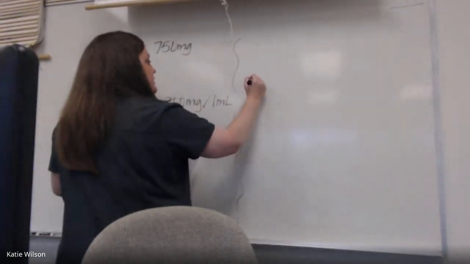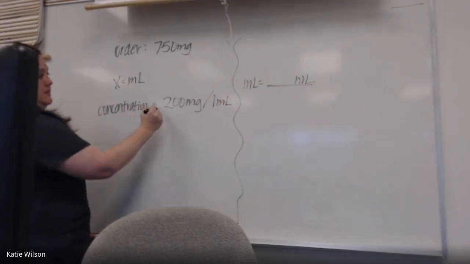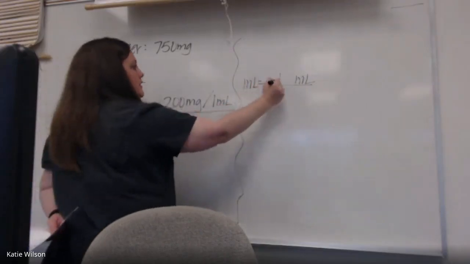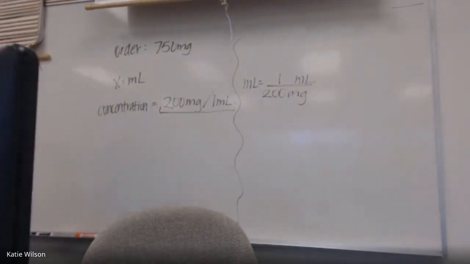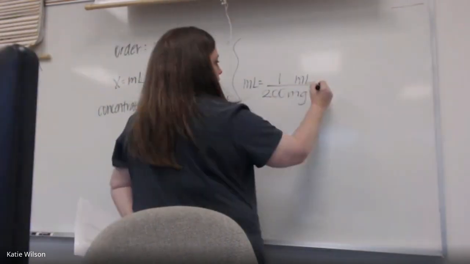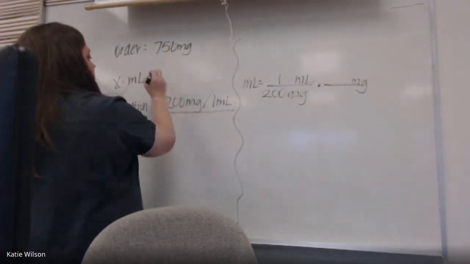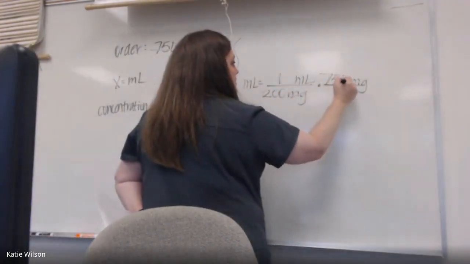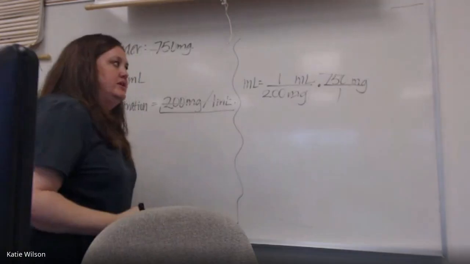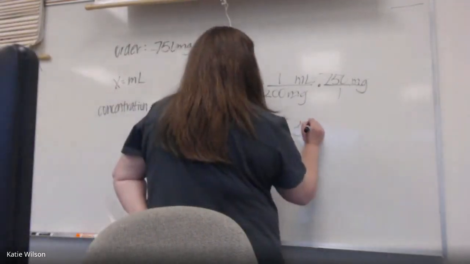So I'm solving for milliliters. Start with milliliters. And for every 1 milliliter, I have 200 milligrams. I also know my order is 750 milligrams. So I end up with 750 divided by 200, 3.75.